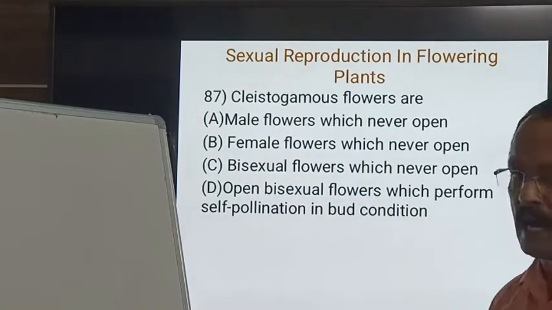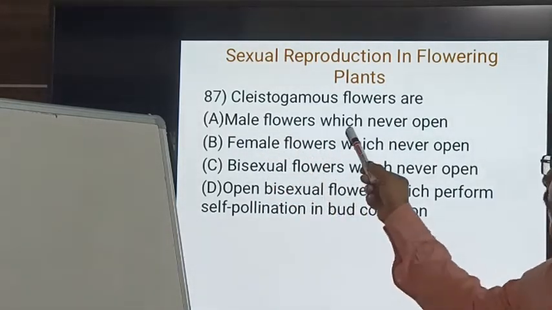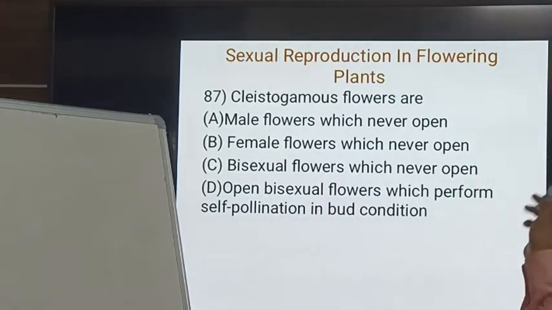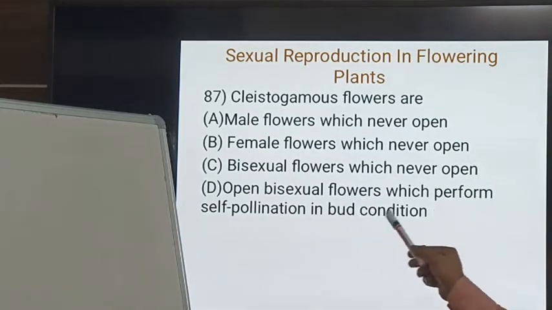Cleistogamous flowers are... they have given four options. Male flower which never open. Female flower which never open. Bisexual flower which never open. Open bisexual flower which perform self-pollination in bud condition.